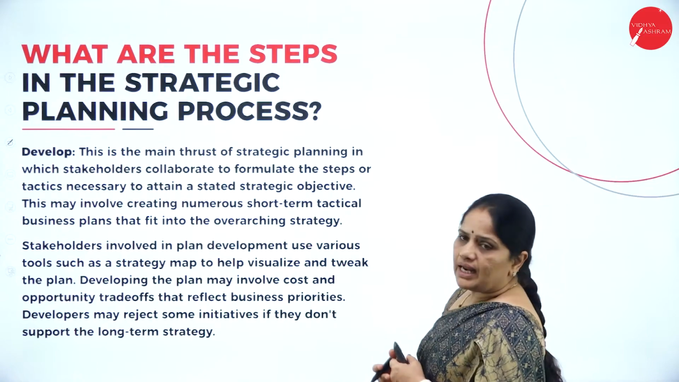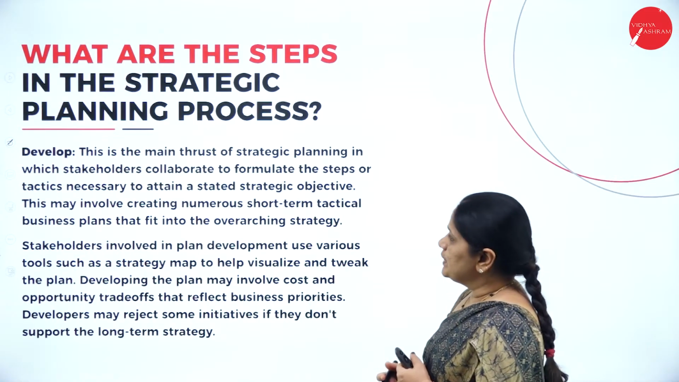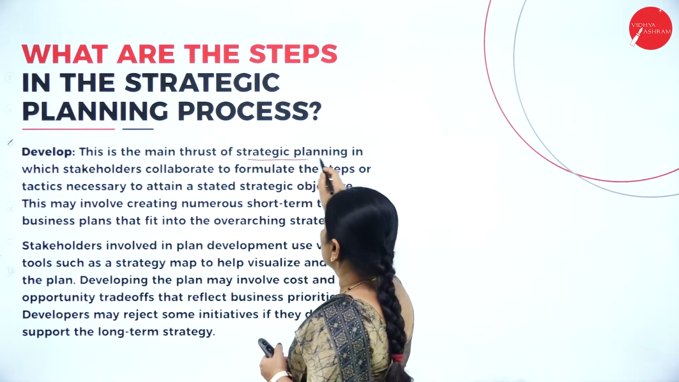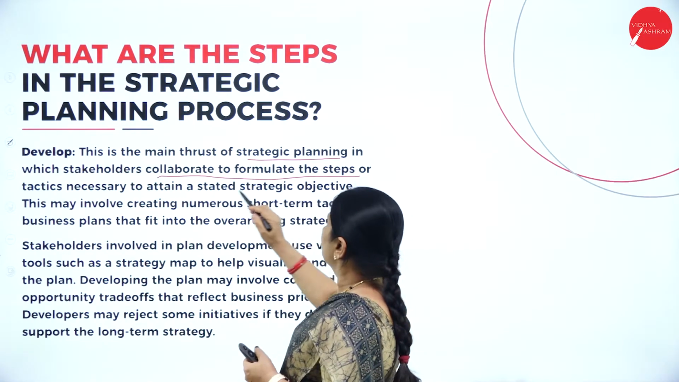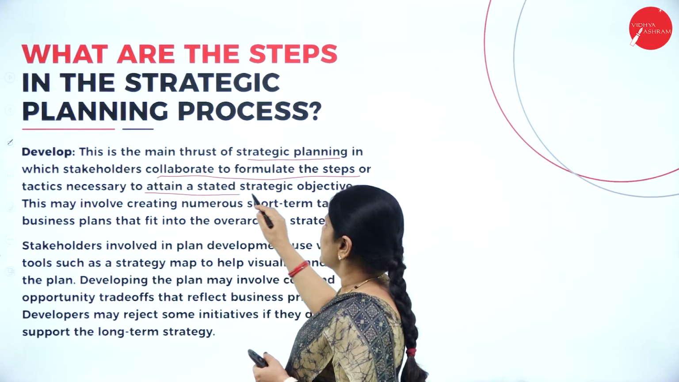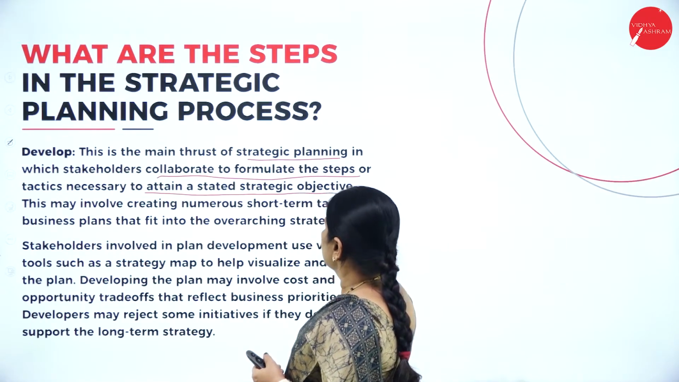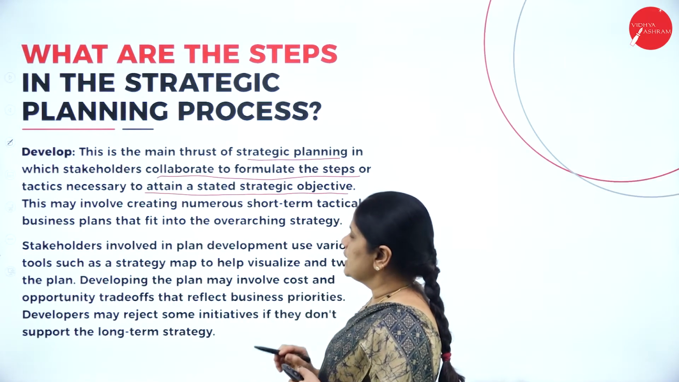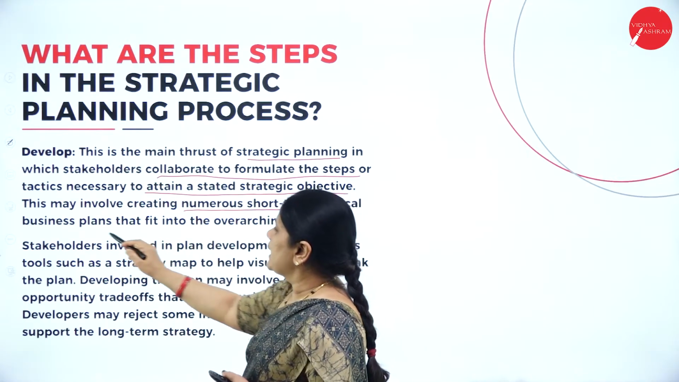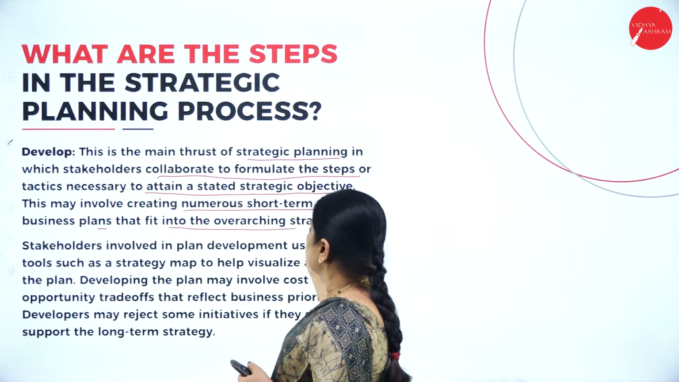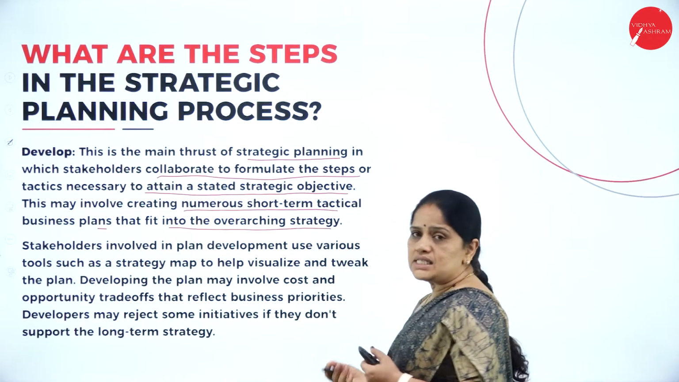Then develop. Now what do we have to develop here? This is the main thrust of the strategic planning, in which stakeholders collaborate to formulate the steps or tactics necessary to attain a stated strategic objective. It may involve creating numerous short-term tactical business plans that fit into the overarching strategy.